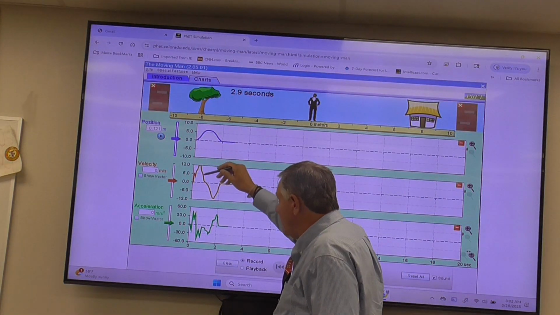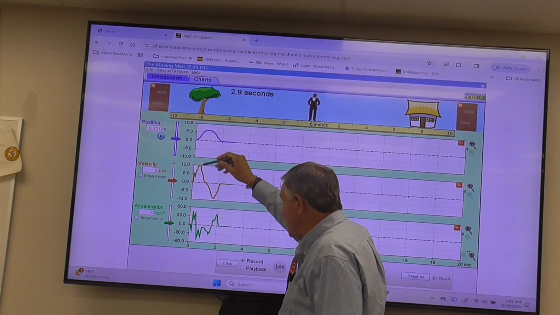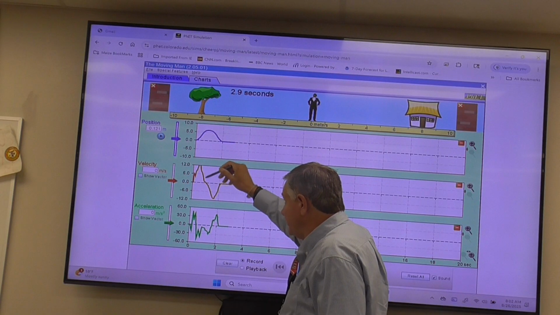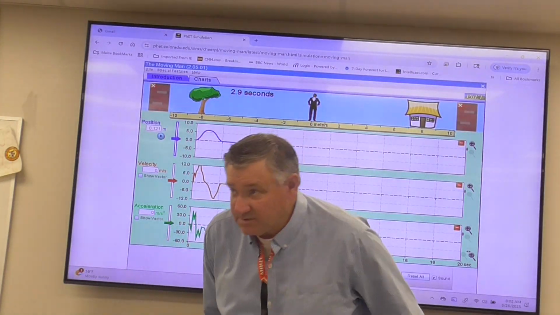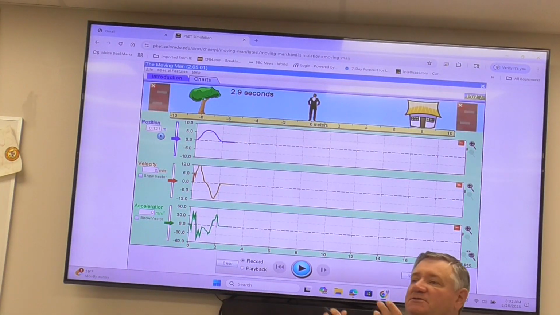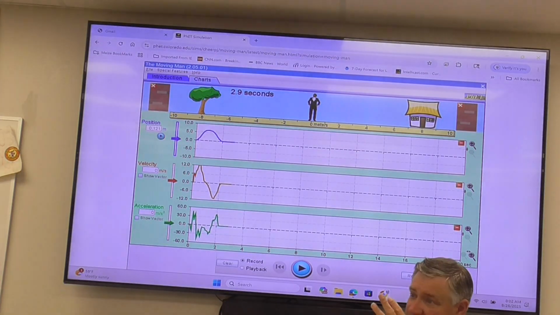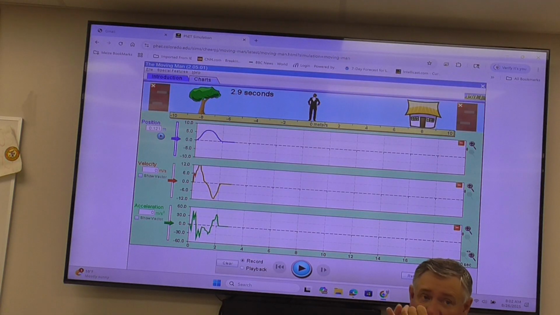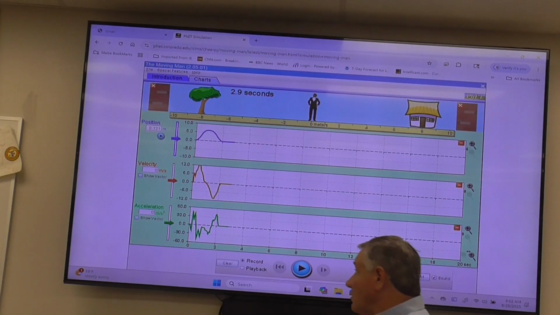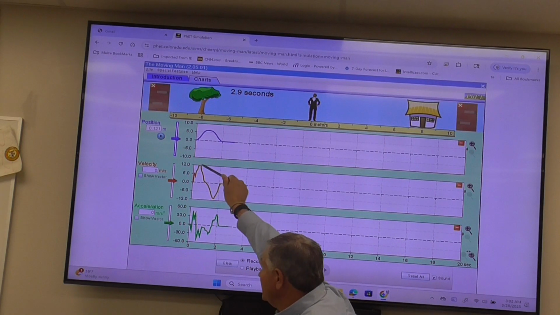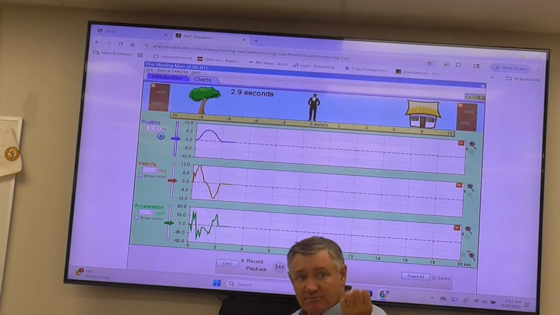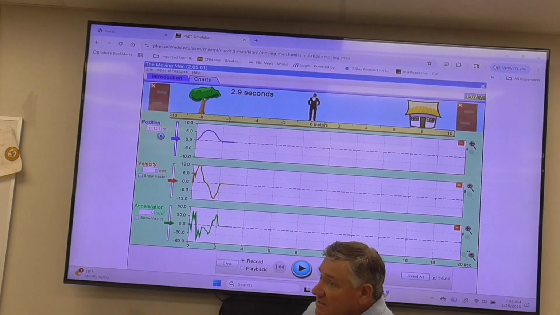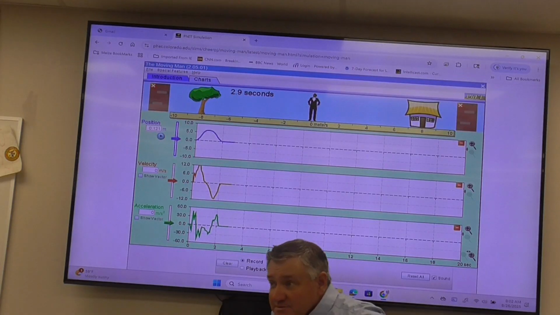Then now this changes sign, and now I've got negative acceleration, but notice I still have positive velocity. So here's what's important. Just because the sign of your acceleration changes doesn't mean that you change direction. So I went from positive acceleration here to negative acceleration, but I didn't change direction because my velocity didn't go through 0.